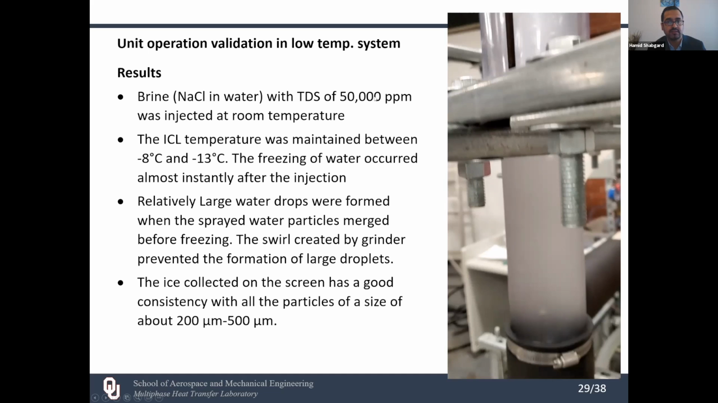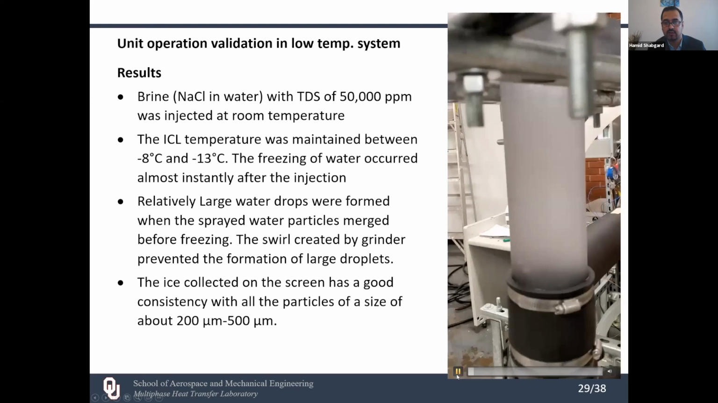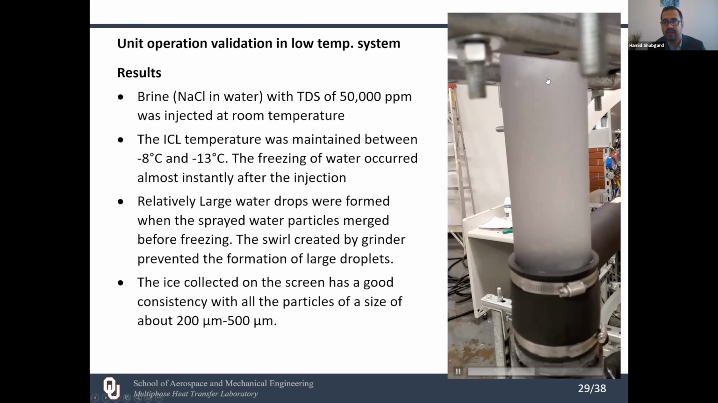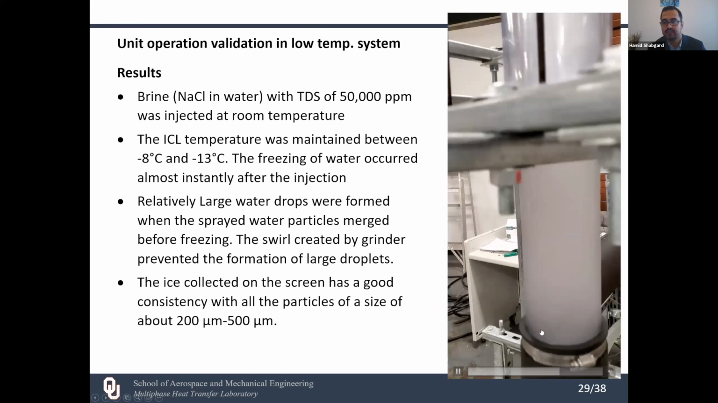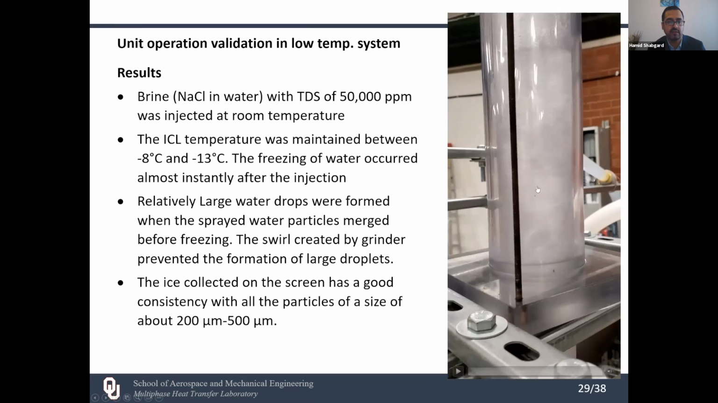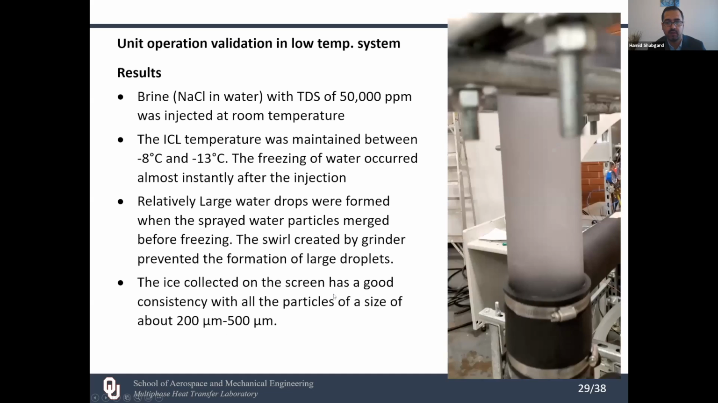The brine we used for this test was a NaCl water mixture with a TDS of 50,000. The temperature was maintained between -8 and -13. And you can see the results of freezing here. So you see the droplets. These are water, and as the water goes down, it freezes. Once we start to operate the grinder, a swirling motion is introduced that creates a very effective heat transfer and prevents large ice chunks from being formed. So the ice that left the grinder unit was between 200 and 500 micrometers.